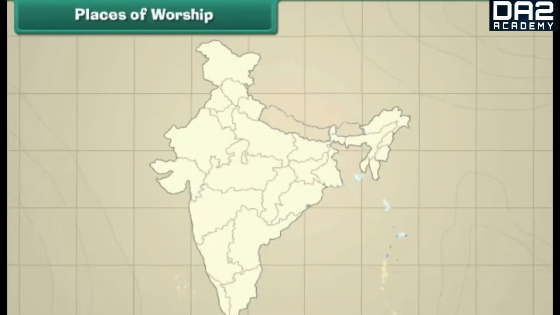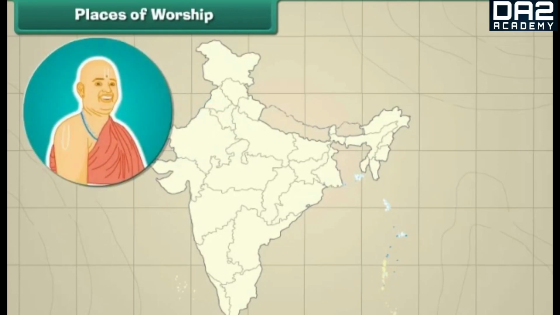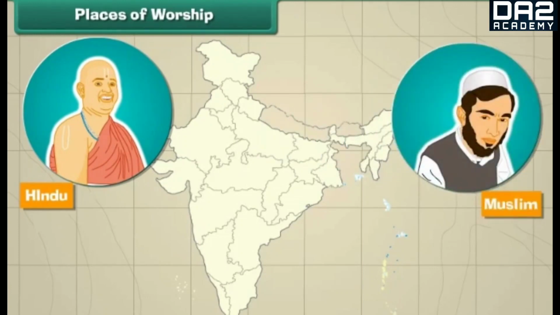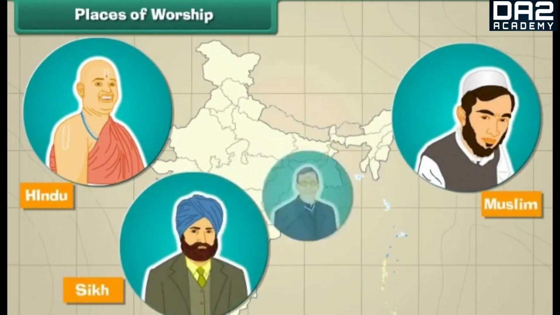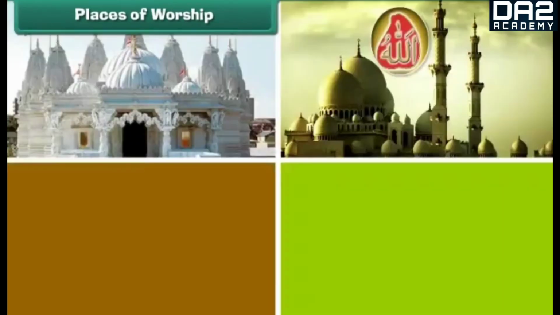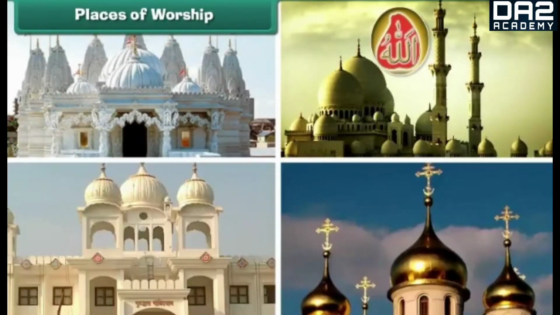Places of worship. People of different religions live in India. They are Hindus, Muslims, Sikhs, Christians. They pray to their God and Gurus at different places of worship.